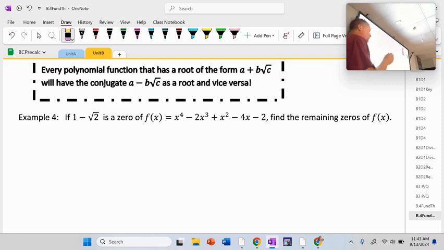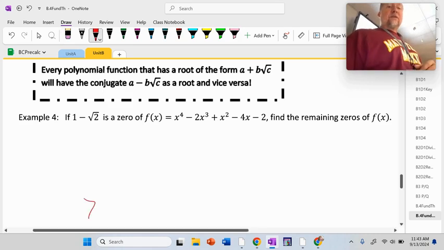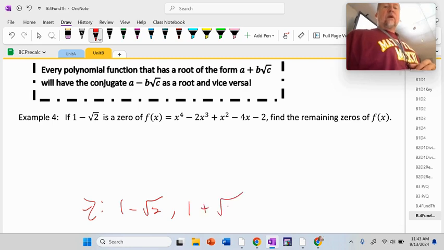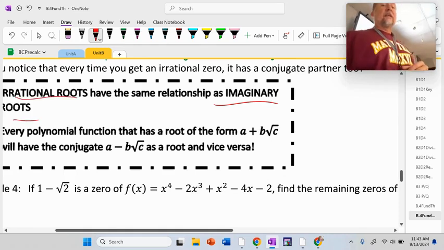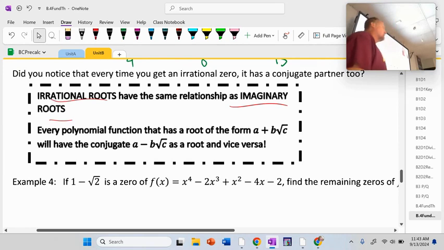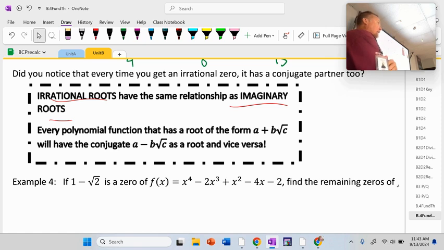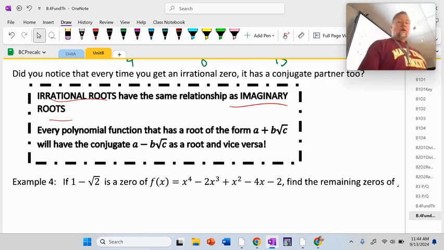So what you can do is actually, since I have to find the remaining zeros, well, here are the zeros. The zeros are 1 minus root 2, we know that, and 1 plus root 2. Why? Because there's also the irrational roots theorem, which is the same as the imaginary roots theorem. They have to come in conjugates too, for the same reason. The opposite of b, plus or minus square roots. So when you get a polynomial with real coefficients, the root numbers must come in conjugates as well. Okay? So I know that.